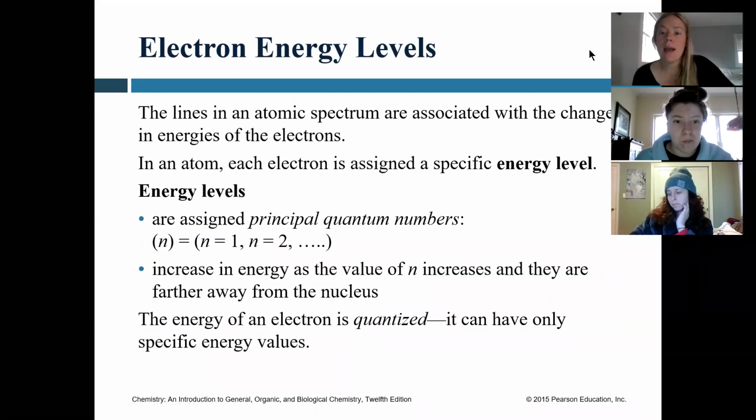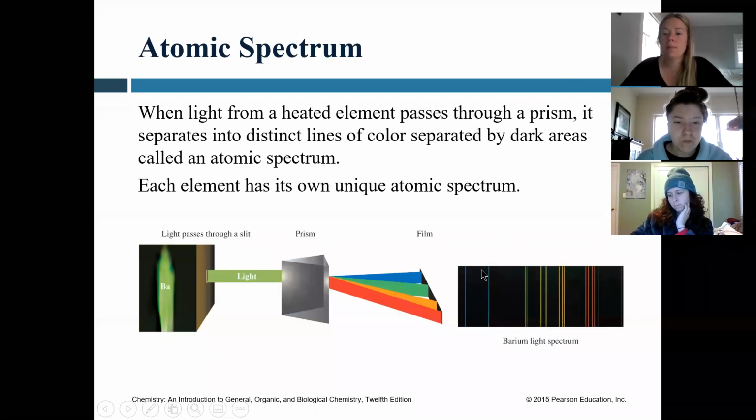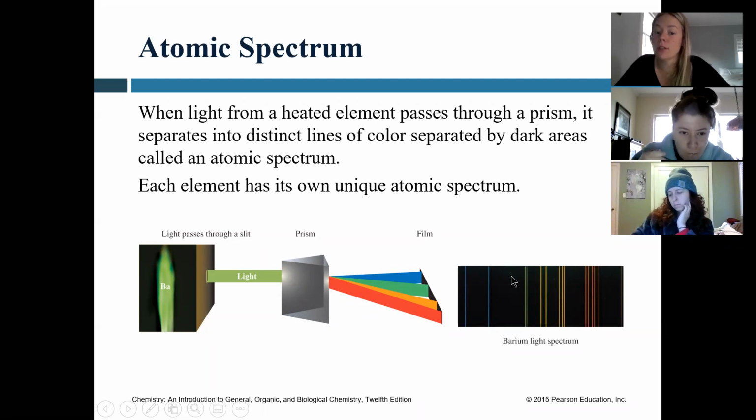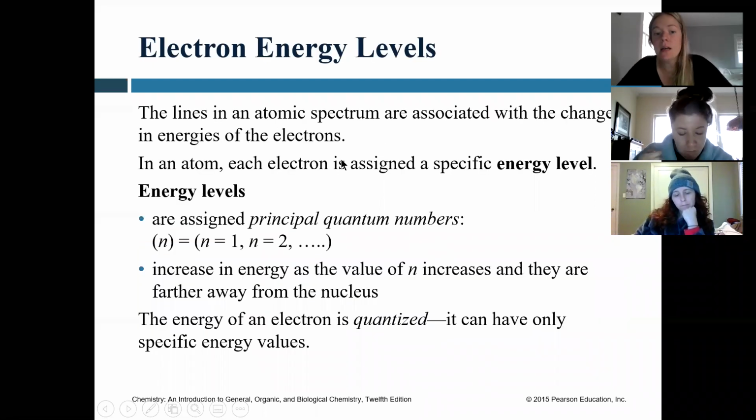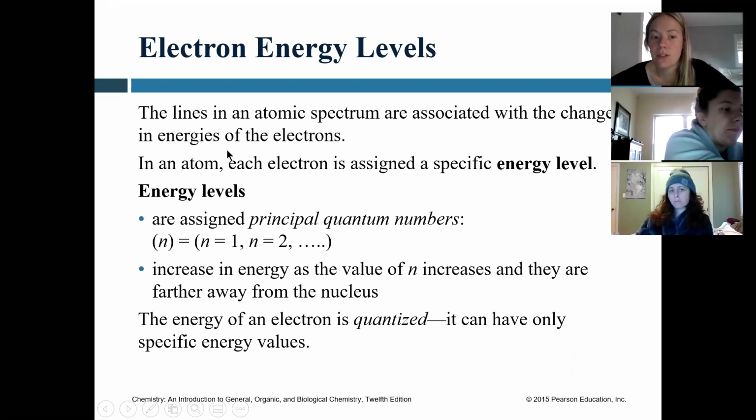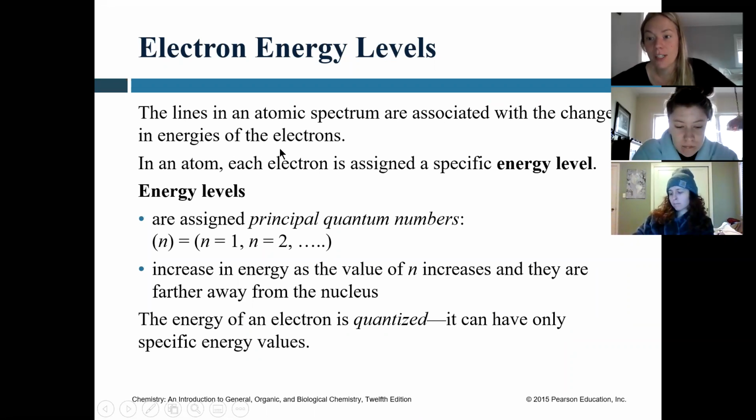So why are there lines? Why does it look like this, versus if we were to pass natural light through a prism? We get a complete rainbow, right? We get every single spot filled in. Why are some of the spots missing here? It has to do with these discrete shifts in energy change of electrons.